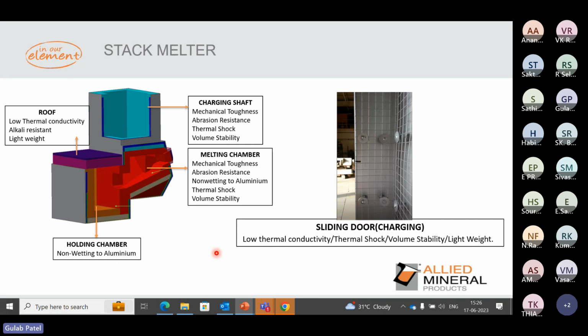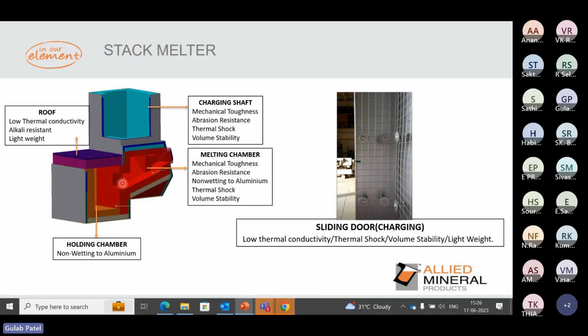Here is one example, the stack melter, that is called the tower melting furnace. Basically, these tower melting furnaces can be divided into three sections. One is the charging, that is the shaft area. Then one is the melting chamber, and the other is the holding chamber. And apart from that, there is the sliding door. So basically, these are the three sections.